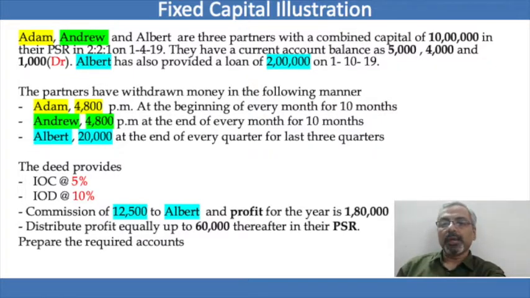So let us start with the solution. First, we will do the calculations and then we will go through the various steps. What are the steps? Number 1, preparation of the profit and loss appropriation account; number 2, preparation of the capital account; and finally, the preparation of the current account.